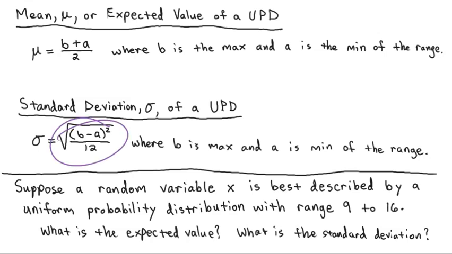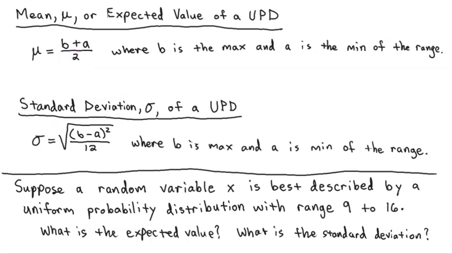These are very simple formulas. I know you're looking at this one saying that's not that simple. Actually, it is pretty simple. It doesn't have any sums. You don't have to sum together 17 things. You're just going to do a simple calculation. So the mean of a uniform probability distribution is very simple. The mean is equal to b plus a divided by 2, where b is the maximum value in the range and a is the minimum value in the range. So you do the larger number of the range plus the smaller number and divide by 2. That's the mean.